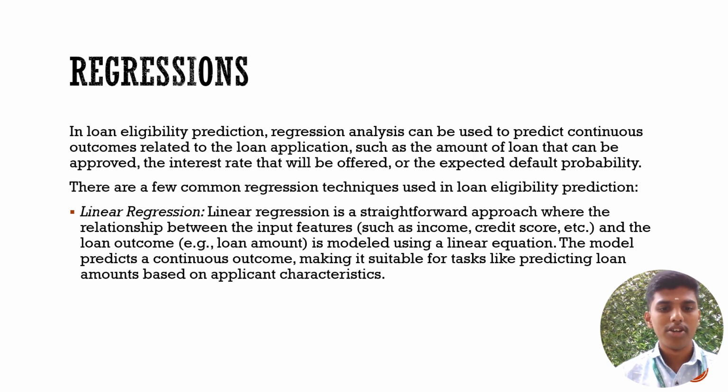One is linear regression. Linear regression is a straightforward approach where the relationship between input features such as income, credit score, etc., and the loan outcome is modeled in a linear equation. The model predicts a continuous outcome, making it suitable for tasks like predicting loan amounts based on applicant characteristics.